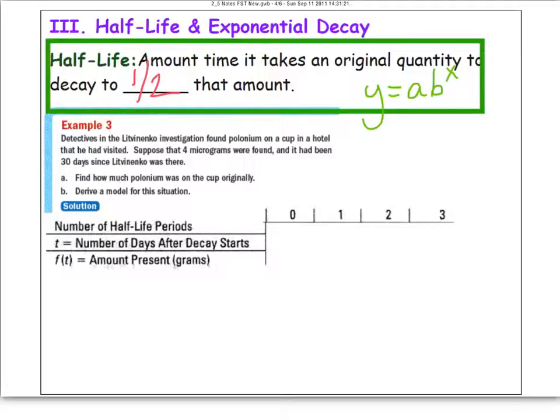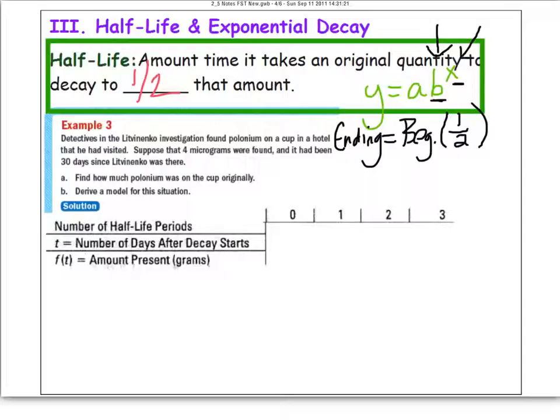If we start with that and talk about it in terms of half-life, it's going to work the same, except the b and the x are going to be a little bit different. So let me put words in here. The y value is still going to be our ending amount of something. The a value is going to be our beginning amount of something. Now, because it's a half-life, I actually know what the decay factor is going to be. They don't need to tell me that. I know it decays in half. So the b value is always 1/2.